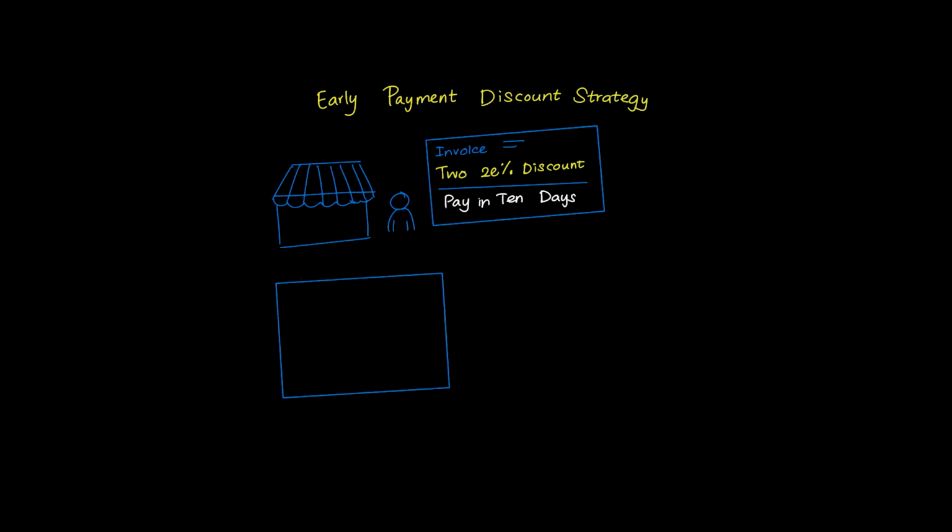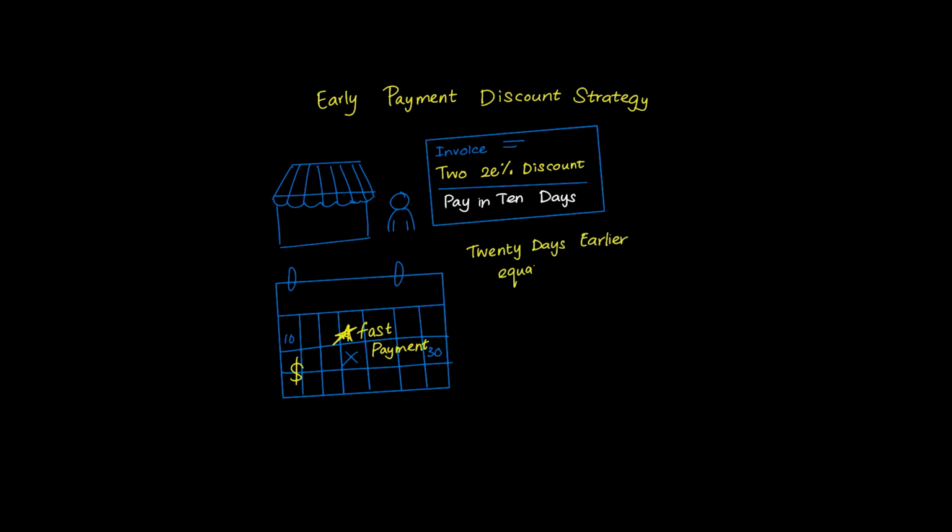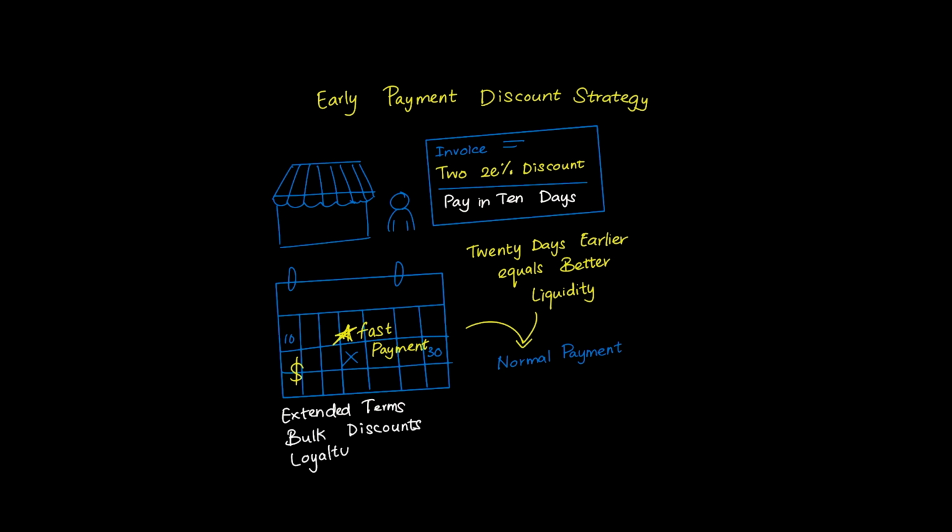From the customer's perspective, saving 2% is attractive. From the business's perspective, getting cash 20 days earlier dramatically improves liquidity. This is a direct incentive that encourages faster payment. Extended payment terms do the opposite, giving customers more time to pay, which hurts liquidity. Bulk purchase discounts encourage larger orders, but don't speed up when customers actually pay. Loyalty reward points incentivize repeat business, which is great for long-term relationships, but they don't create urgency around payment timing. Early payment discounts directly link financial benefits to faster cash collection, making them the most effective liquidity tool.